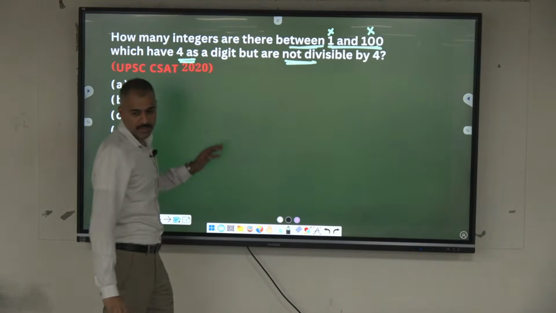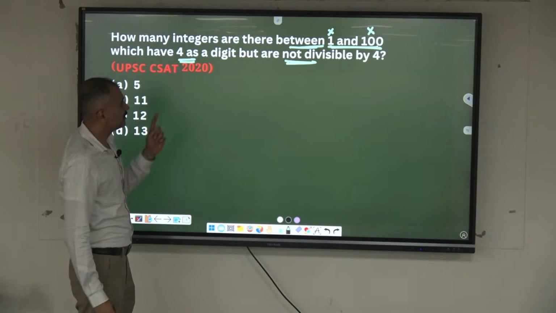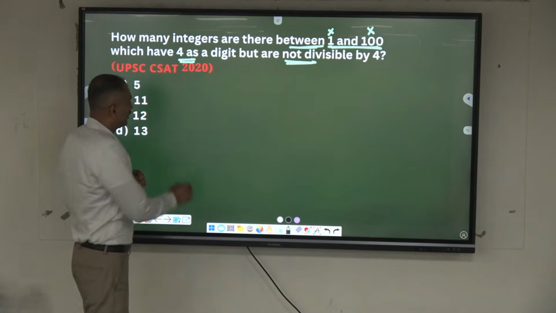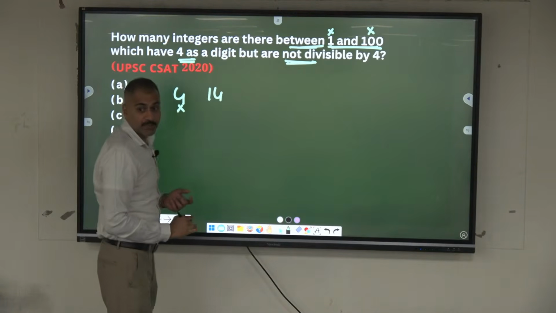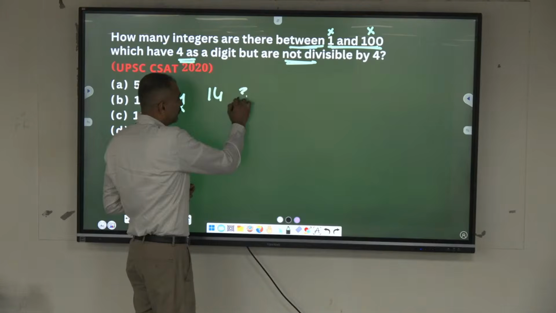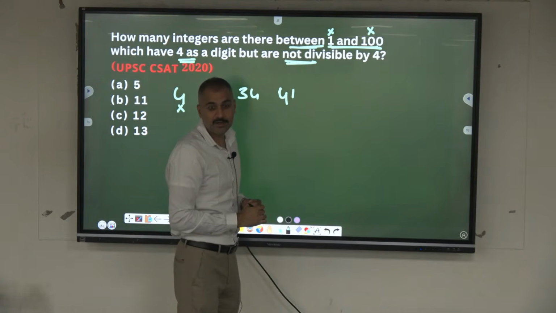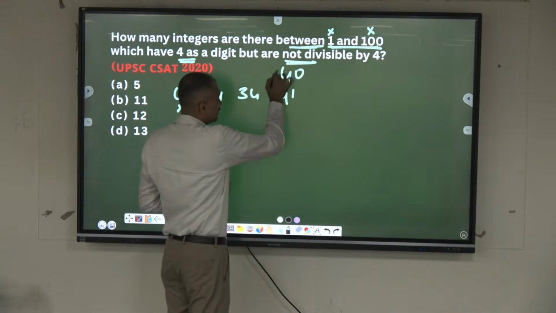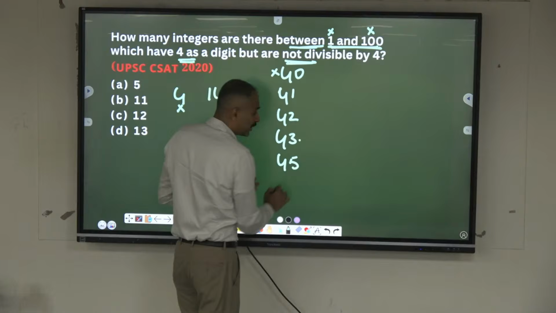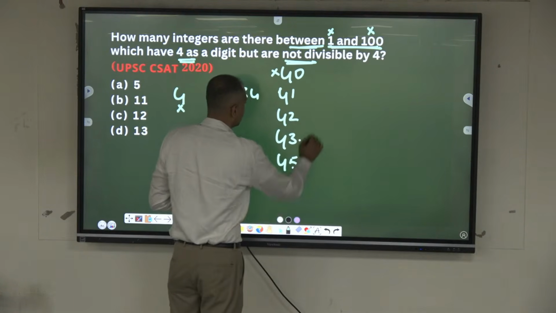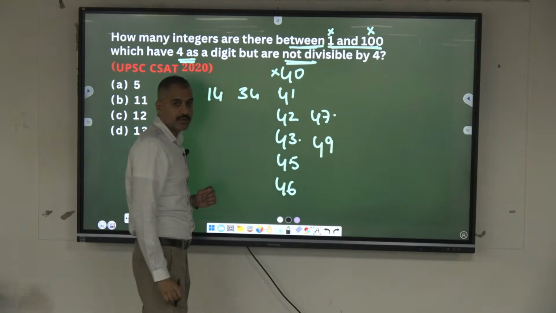By comprehending the statement itself, you can manually count them. Give me a number which has 4 as a digit, but not divisible by 4. Why not 4? It is divisible. So 14, 24 no, then 34, then 41. What about 40? 40 is divisible, hence it's not. Then 42, 43, 45, because 44 is again divisible. 46, then 47, 48, 49. This is in the 40s.